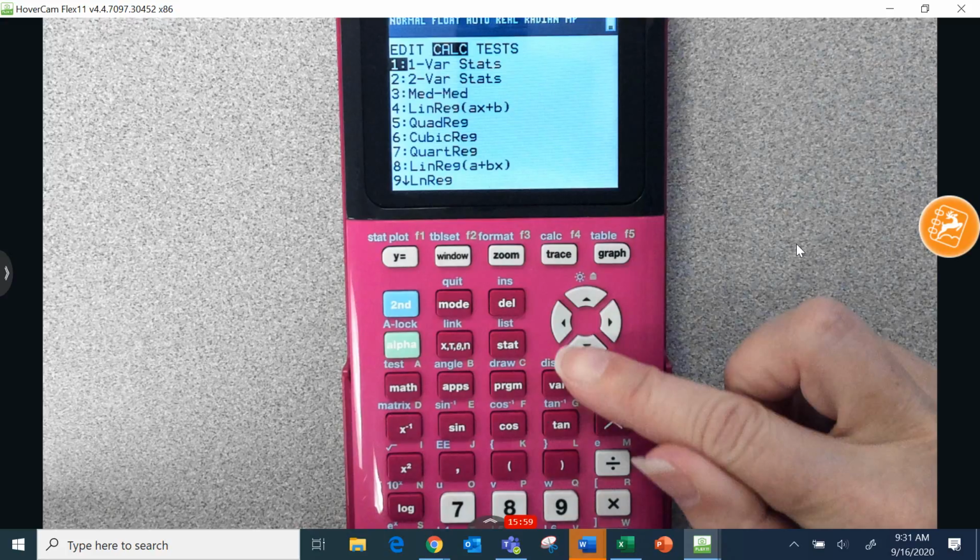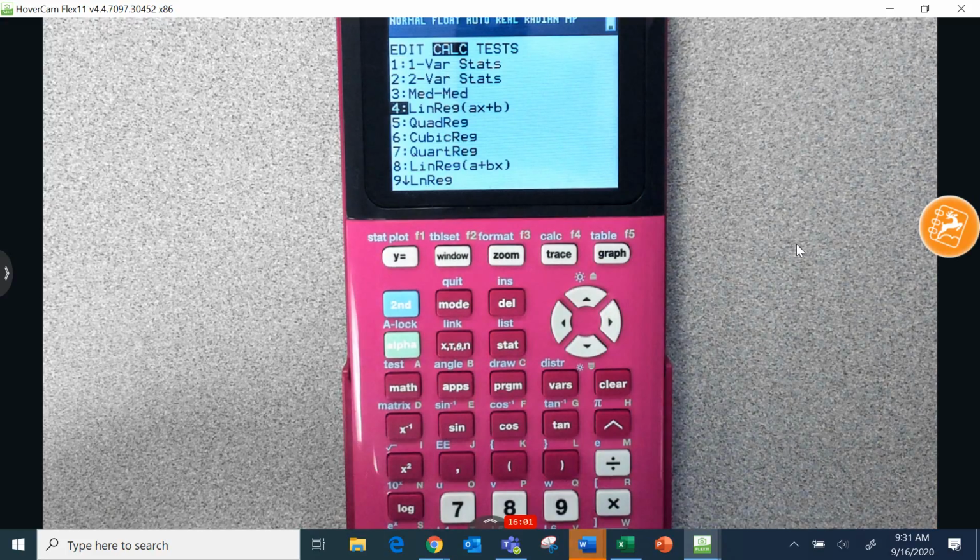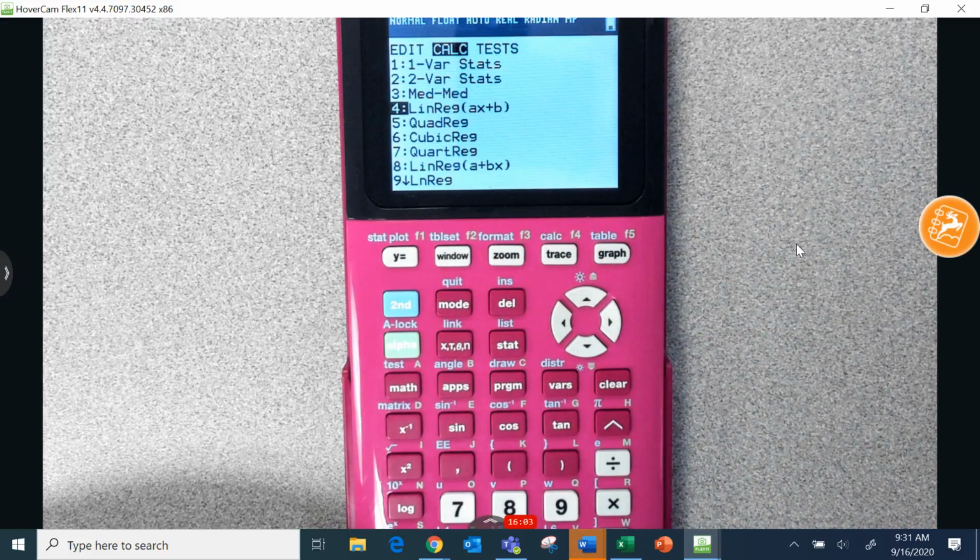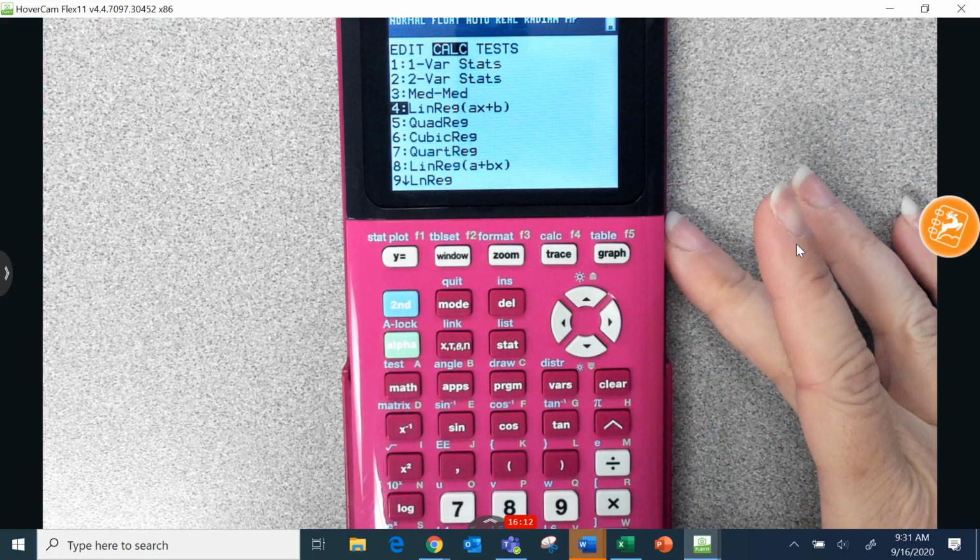Linear regression. We're making a line. It's called linear regression. You can see there are kinds of regression, which we'll do, but right now we're just doing linear regression. So I'm going to hit enter.